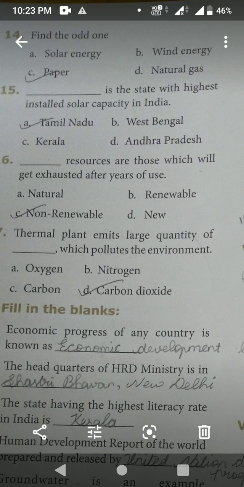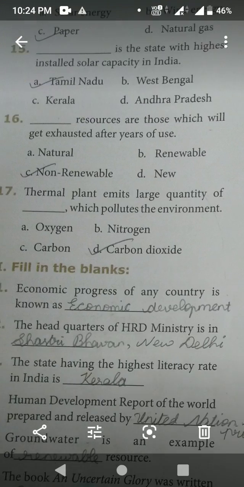Dash resources are those which will get exhausted after years of use. That is option C, non-renewable. 17th. Thermal plants emit large quantities of dash which pollute the environment. That is option D, carbon dioxide. That is the correct answer.